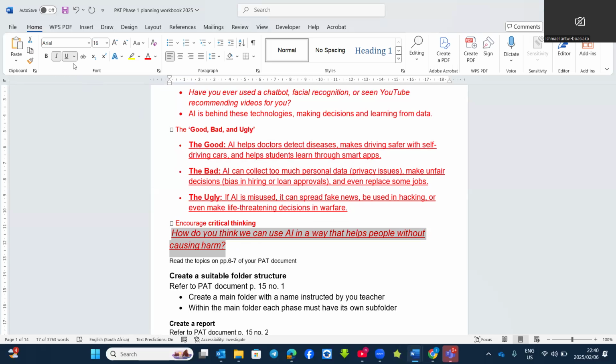Now, according to this PET topic, you have to consider one sector, and the sectors are education, health, financial institutions, lifestyle, technology, and so on. There are so many sectors. So you have to decide on one of these sectors. And then in that sector, AI should help us in a way that it's not going to cause harm to us. And we have 3 phases: phase 1, phase 2, and phase 3.